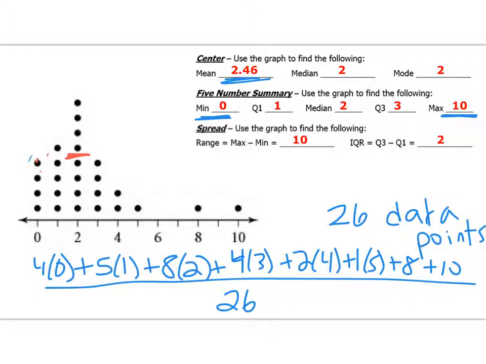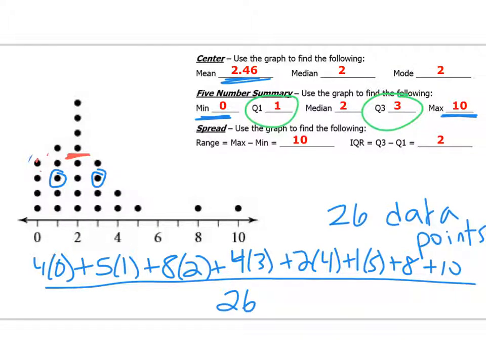So quartile 1, if I have 26 data points, is going to be the midway point between your min and your median, which in this case would be 1. And your quartile 3 is going to be the midway point between your max and your median. So that's going to be 3. To find my range, remember that's max minus min, so 10 minus 0 would be 10. And then IQR is Q3, which we found is 3, minus Q1, which is 1.